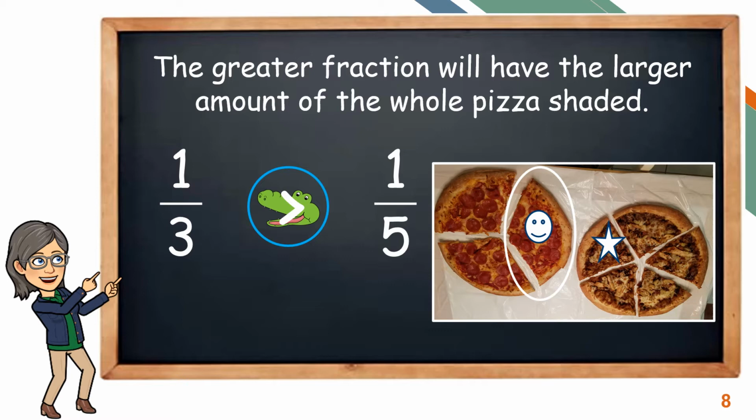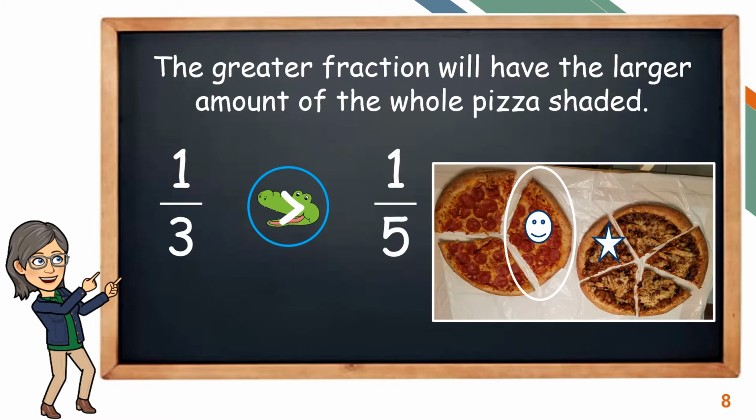So reading the number sentence from left to right, it says that 1/3 is greater than 1/5. In the photo, the slices of pizza with only 3 slices in the whole pizza are cut larger than the slices of pizza with 5 slices. So, each slice in 1/3 of a pizza is larger in size and gives you more to eat than each slice in 1/5 of a pizza.